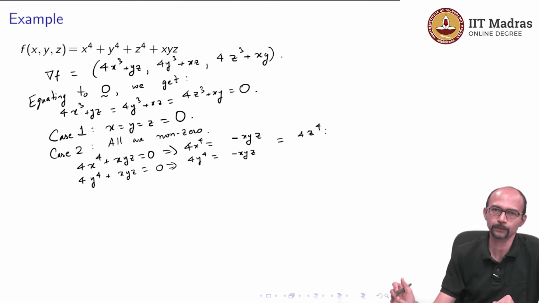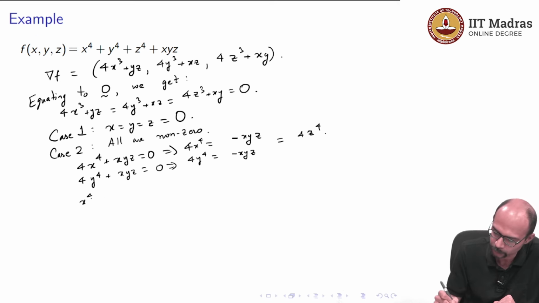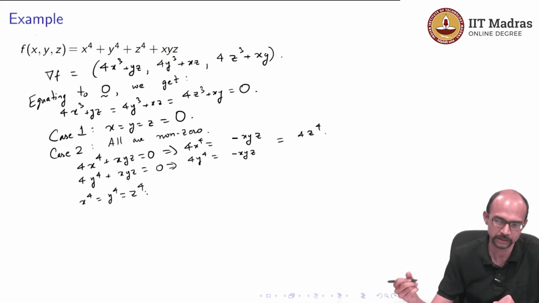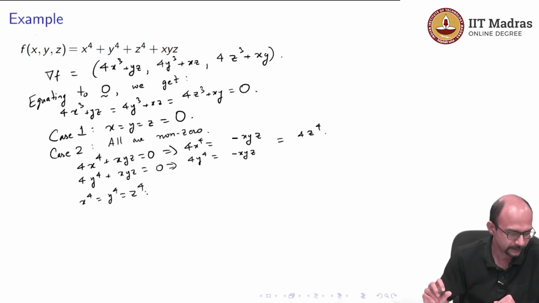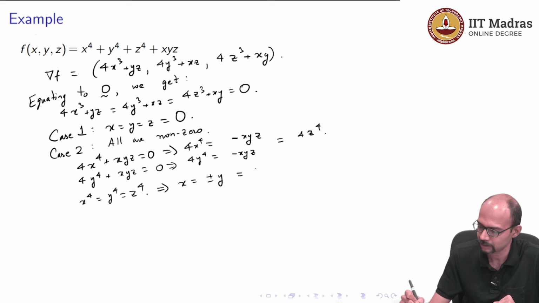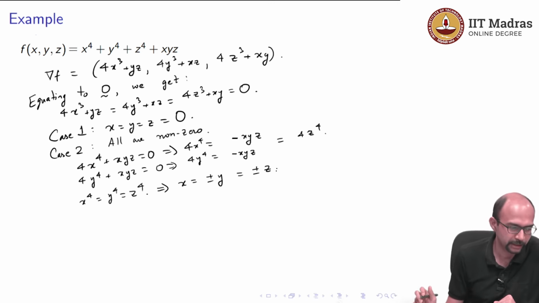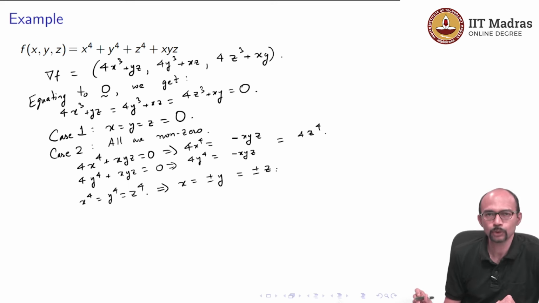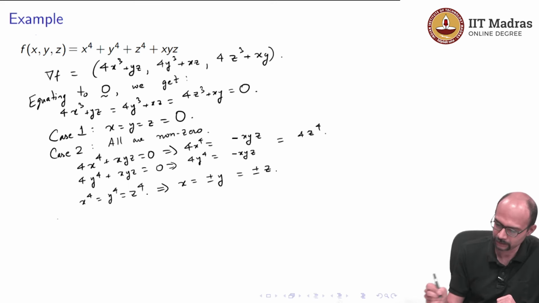Okay. So, what that means is 4x to the power 4 is 4y to the power 4 is 4z to the power 4. So, x to the power 4 is y to the power 4 is z to the power 4, and they are not all 0. Fine. Now if we take the fourth root, that will tell us that x is plus or minus y, and again which is plus or minus z. And now we can substitute this into our equations.